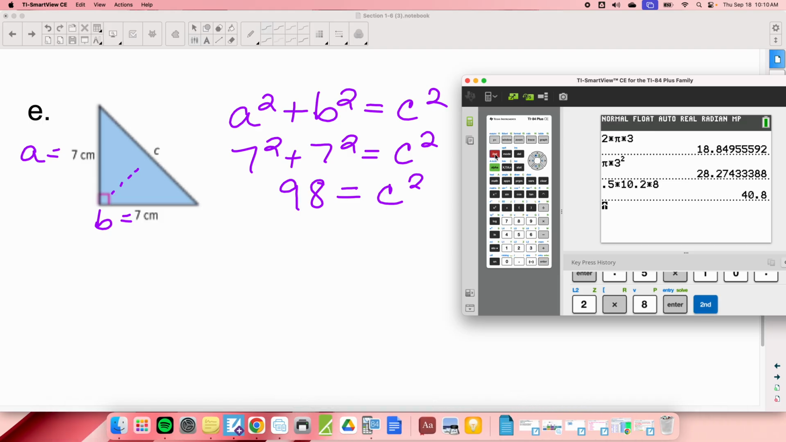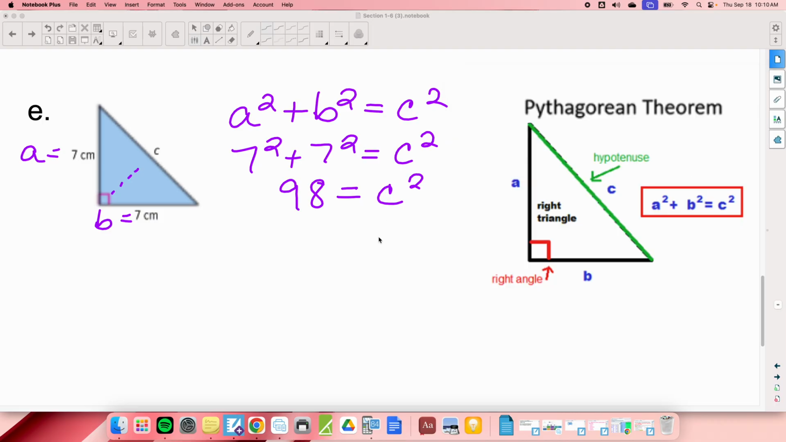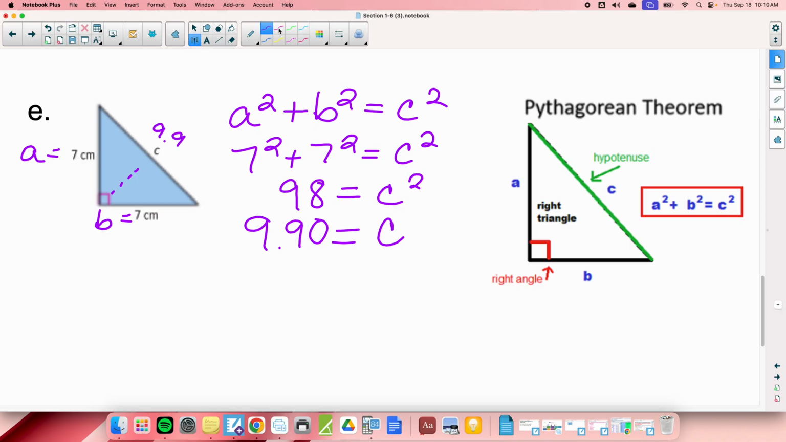So on this calculator, we go second x squared of 98. Did you guys get like 9.899? So what would that round up to? 9.90, very good. 9.90 or 9.9. Now I still need to find the perimeter, and I still need to find the area. So my perimeter, wouldn't we just add 7 plus 7 plus 9.9, right? 23.9. And that is in centimeters.